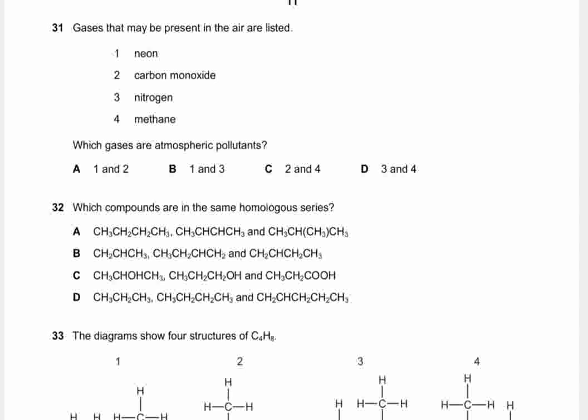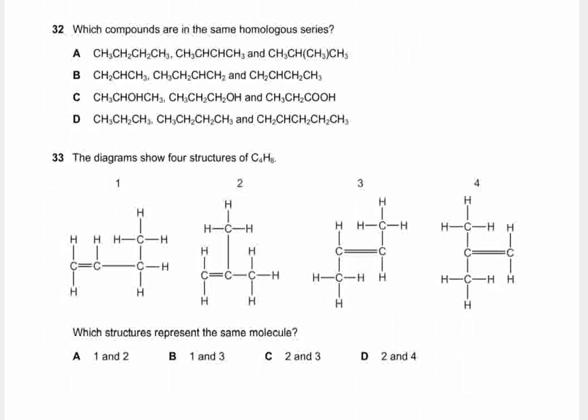Then the next question: the diagram shows four structures, C4H8. Which structures represent the same molecule? So the same molecule is represented by the first, second, the green, and that one. So there we have the D option is the correct one. Second and four belong to the same molecule, C4H8.